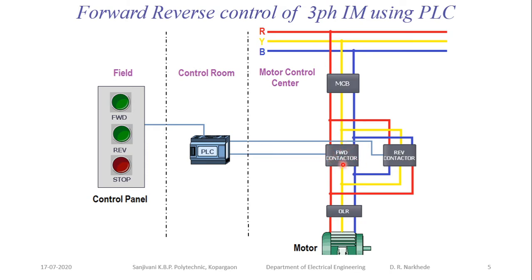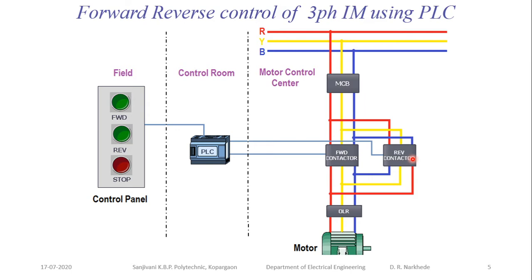You need to put the interlocking contact of the forward contactor in series with the reverse contactor, and the interlocking contact of the reverse contactor should be connected in series with the forward contactor, so that if the machine is running in the forward direction, even though you press the reverse push button, it does not rotate in the reverse direction. Now we are going to discuss the applications of this forward and reverse rotation of the induction motor.